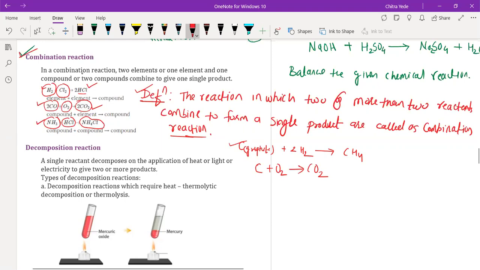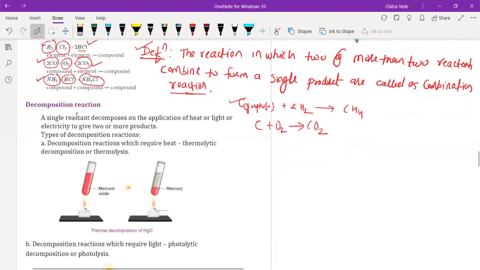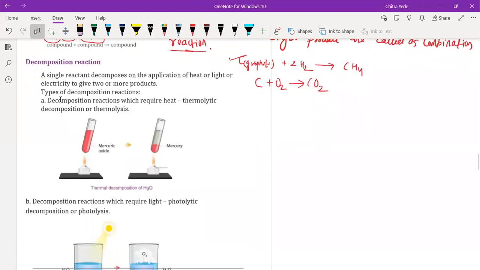Okay, now we are going to discuss the next reaction, which is the decomposition reaction. Decomposition means to break down. So I'm going to write the definition for the decomposition reaction. I'm going to use black ink for this. This part is for the combination reaction. Now we are going to discuss the decomposition reaction.